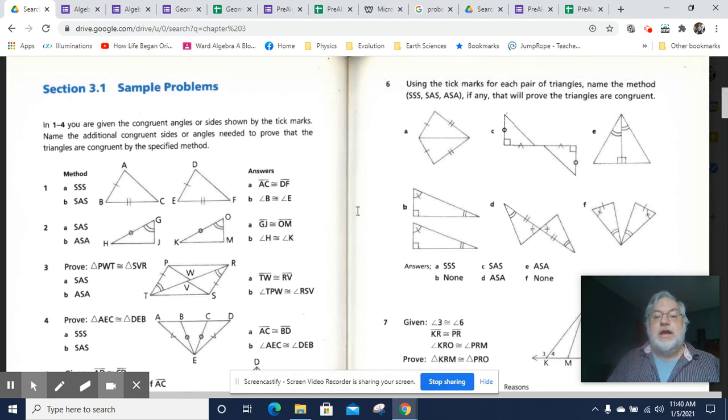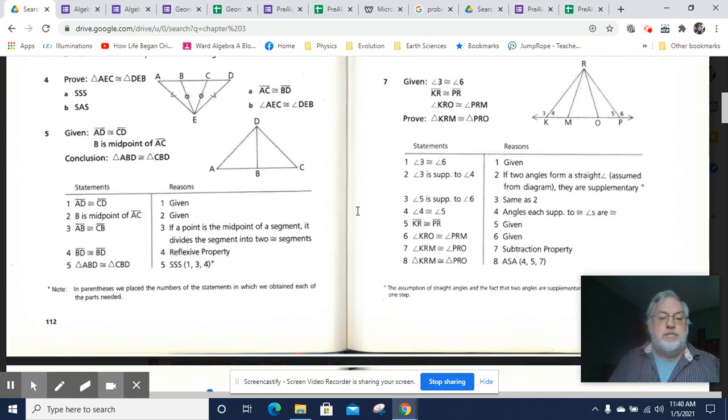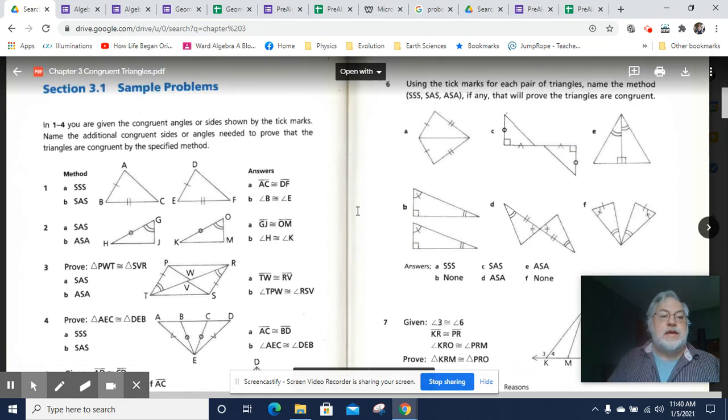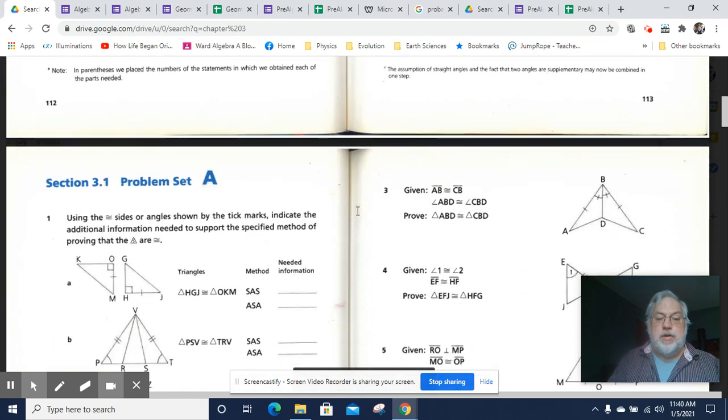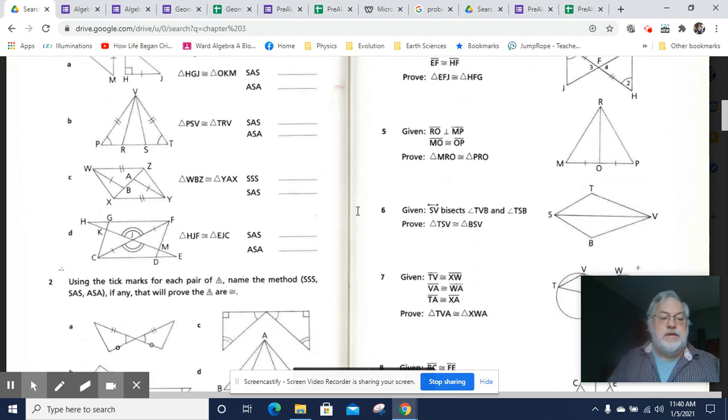Now let's look at the actual problems in the problem set. So those are sample problems. You'll definitely want to look through those sample problems. Let's look at a couple from the even ones.